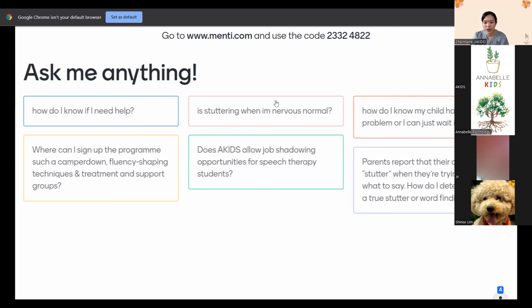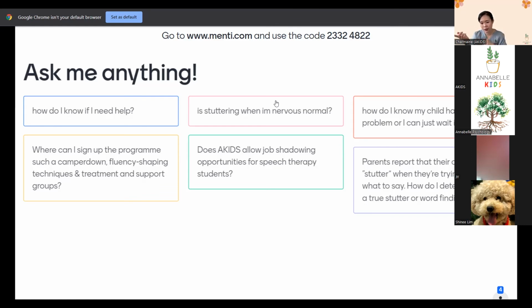Okay, so how do I know if my child has a stuttering problem or if I can just wait it out? That's a really good question. If your child is not fluent, you hear a lot of repetition and things like that. Like I said, it's common, right? 5% of all children actually stutter between the ages of 2 and 6. However, if your child has been stuttering for more than 6 months, you would probably want to get it checked out already, because sometimes they outgrow it. But I wouldn't wait more than 6 months.